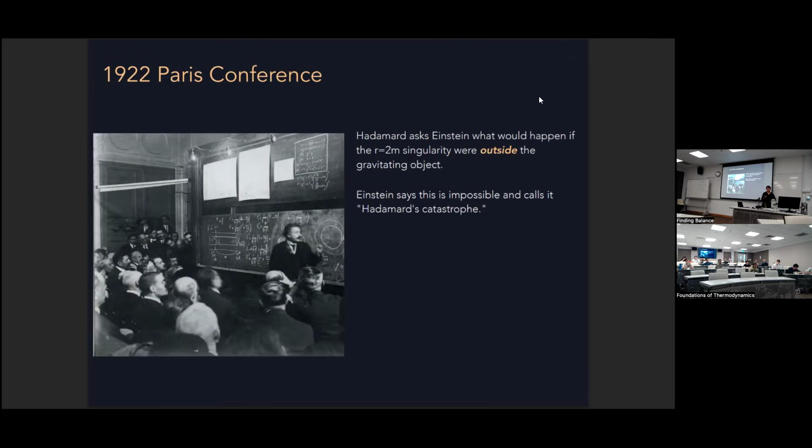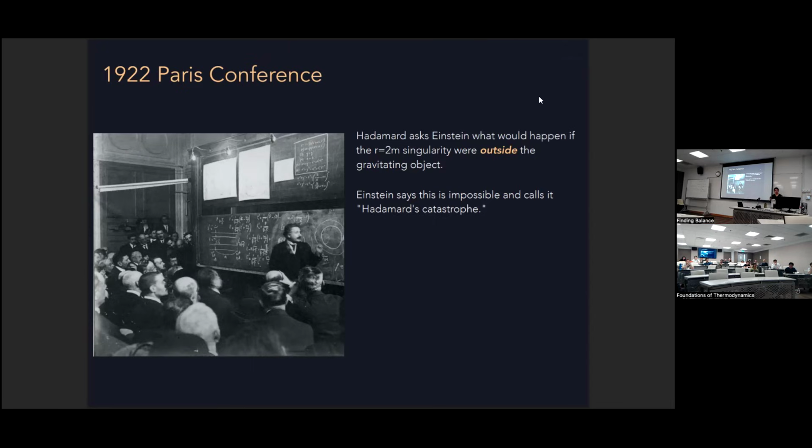Things start to change in 1922 at the Paris conference, though. And here, Hadamard asked Einstein, okay, I get that this is a coordinate artifact, but what would happen if the r equal to 2m singularity is outside of the gravitating object? So before you were thinking, okay, we're talking about the sun, and this is going to be inside of the gravitating object, but Hadamard asked, what about if it were to occur outside?